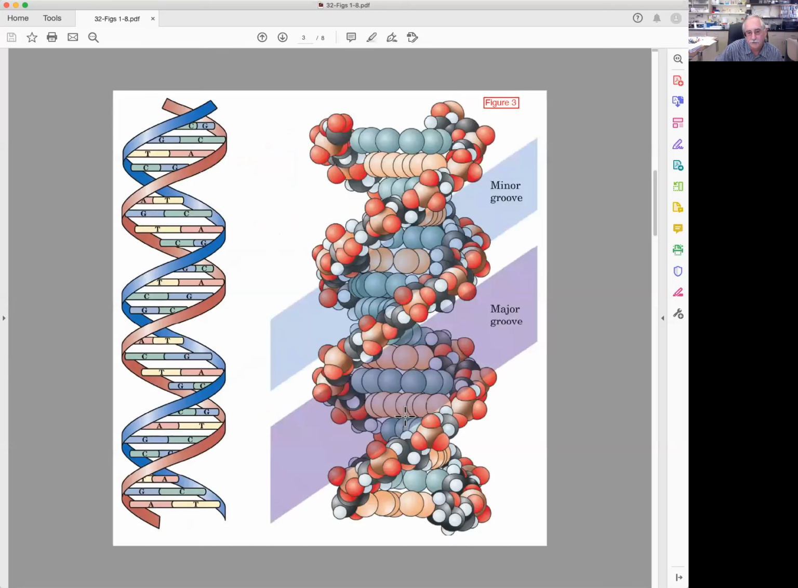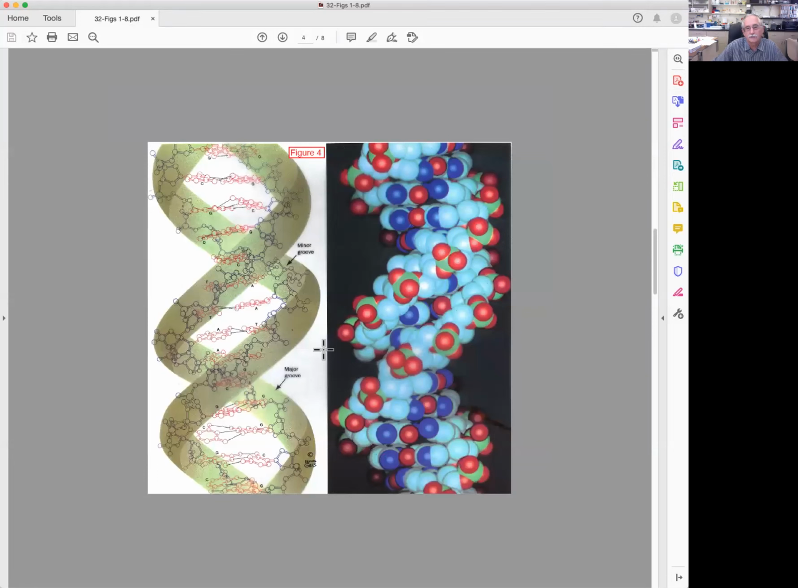So I'm just going to show you the pictures first. So here we see the double helix, right? Every time there's a C in one strand, the G is opposite, T in the A, right? And so you can see that there's these grooves over here. The grooves are accentuated if you look at the space filling model. The minor groove is smaller than the major groove.